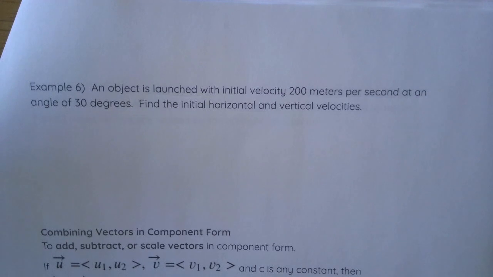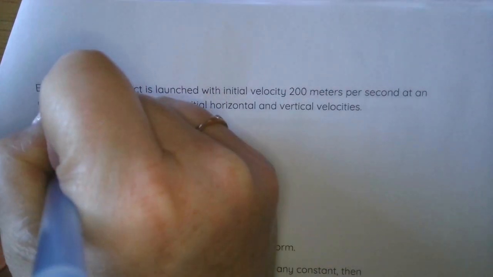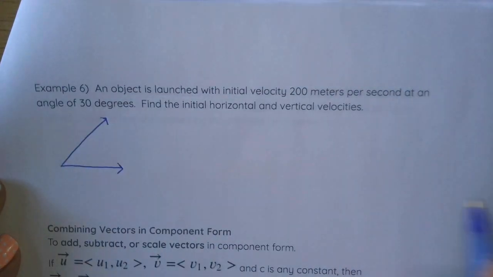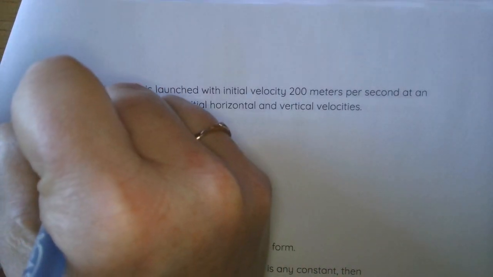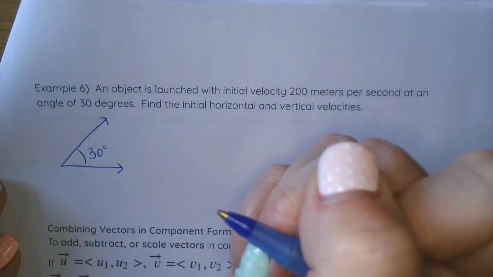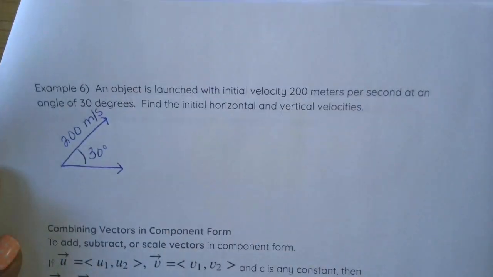An object is launched with an initial velocity of 200 meters per second at an angle of 30 degrees. Find the initial horizontal and vertical velocities. Okay, so we know a couple of things here. I'm launched at 200 meters per second at an angle of 30 degrees. So I know the angle at which I am launching something, and that I'm going 200 meters per second. I'm trying to find the horizontal and vertical velocities, which would be our x and our y value using vectors.